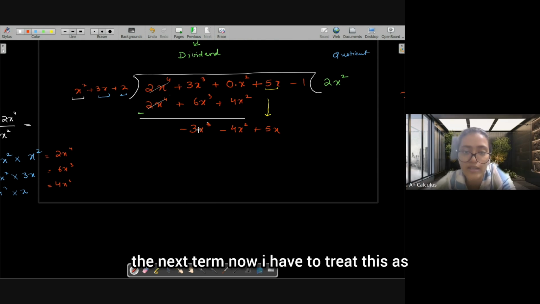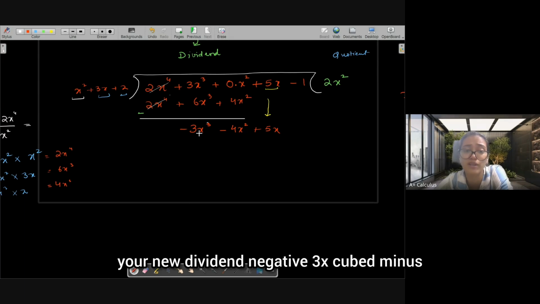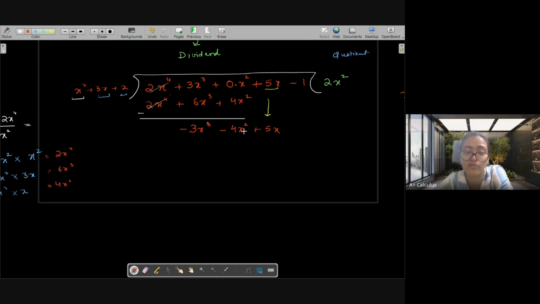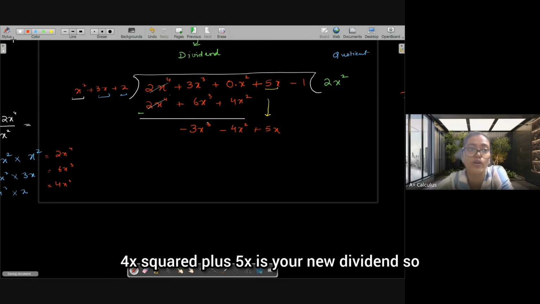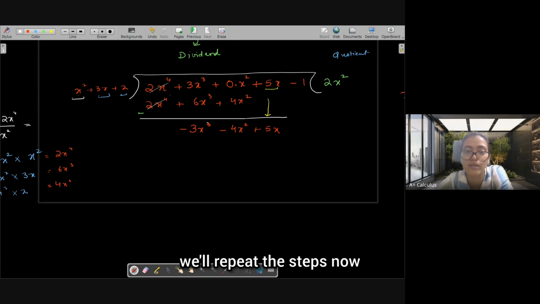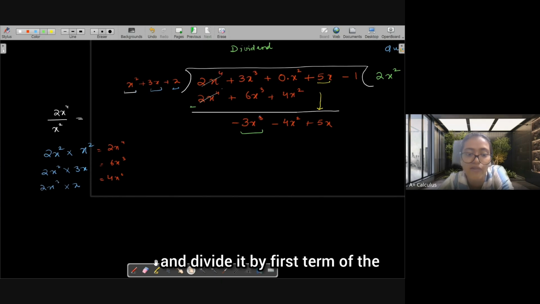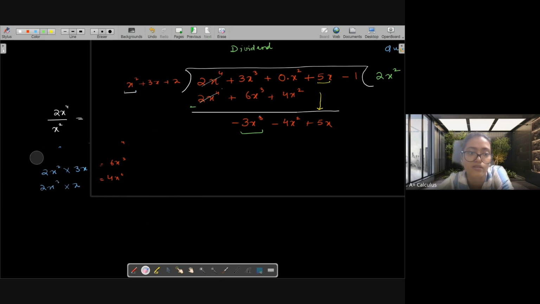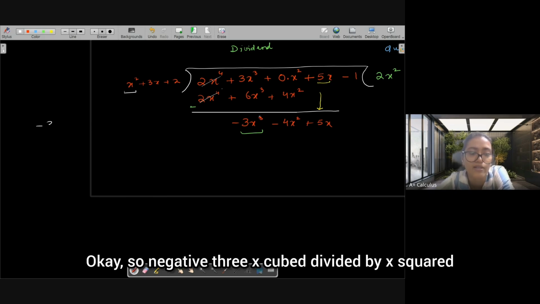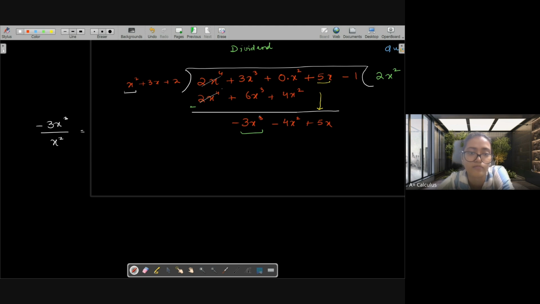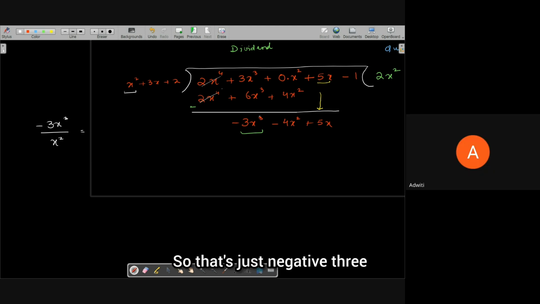Now you have to treat this as your new dividend. Negative 3x cubed minus 4x squared plus 5x is your new dividend. So we'll repeat the steps now. Take the first term of the dividend and divide it by the first term of the divisor. So negative 3x cubed divided by x squared. So that's negative 3.